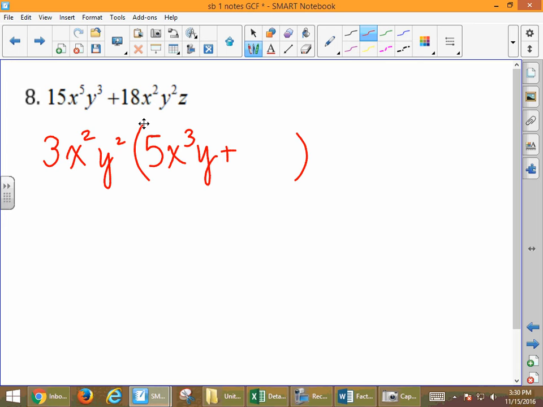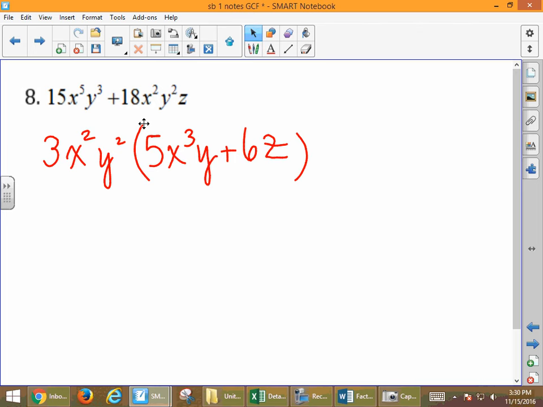On our second term, 18 divided by 3 is 6. We had 2 x's, we took them out. We don't need to write any x's. We had 2 y's, we took them both out. But we do have a z on our term there that we do need to include. It wasn't part of our GCF.